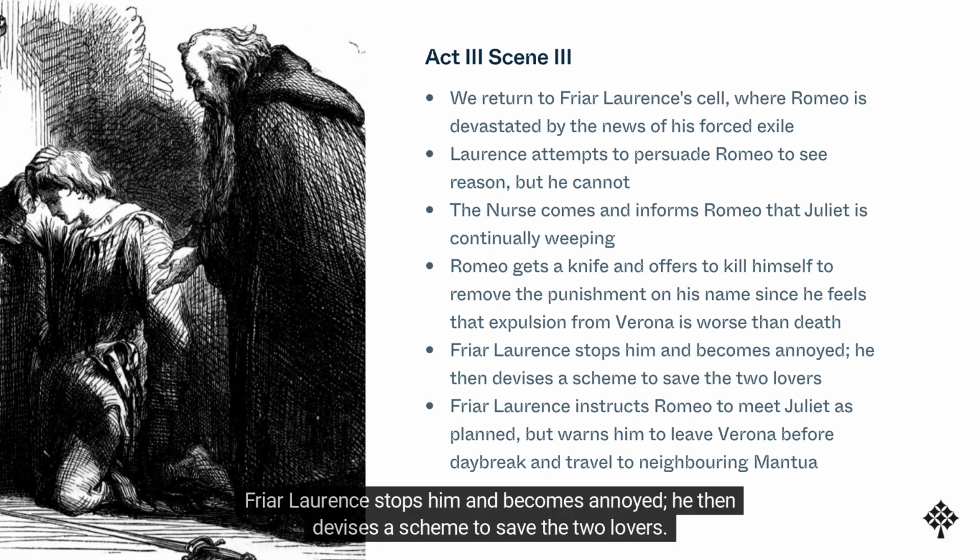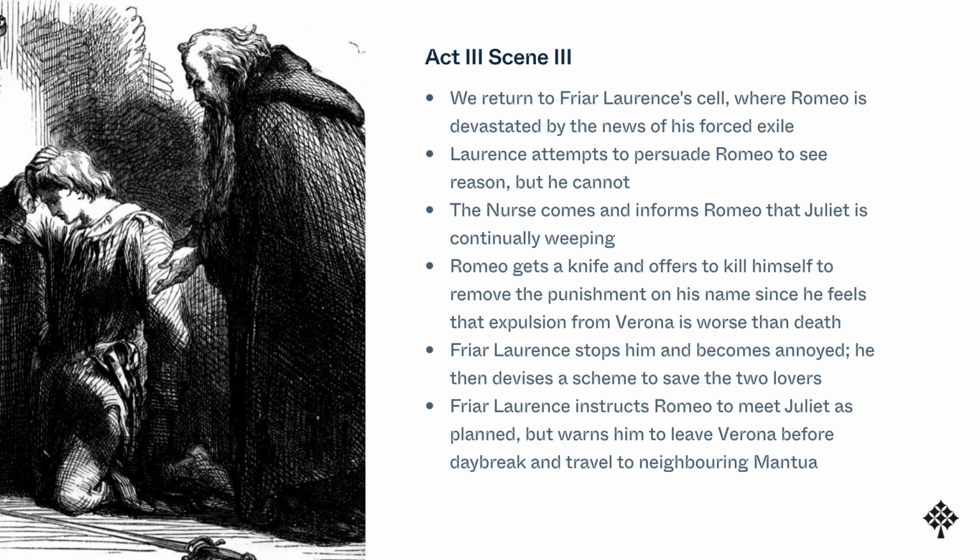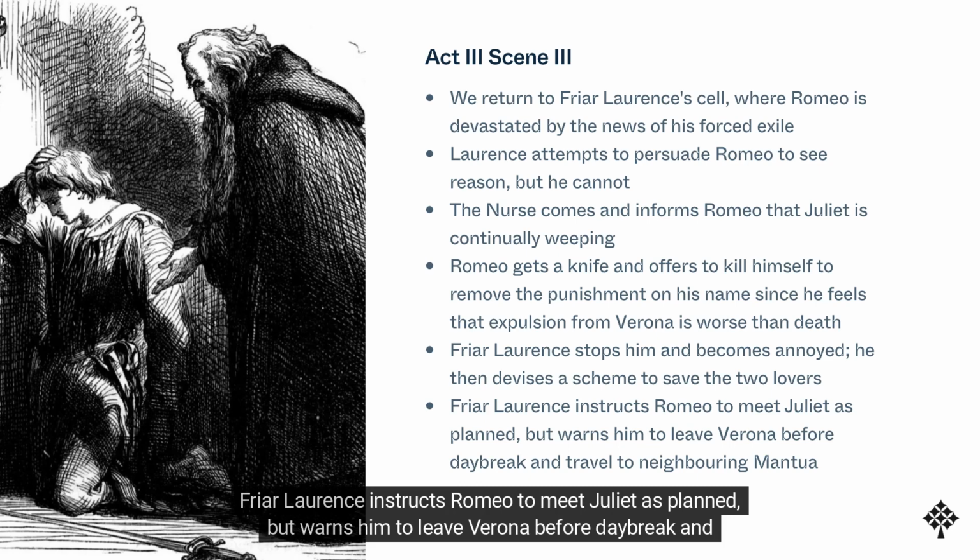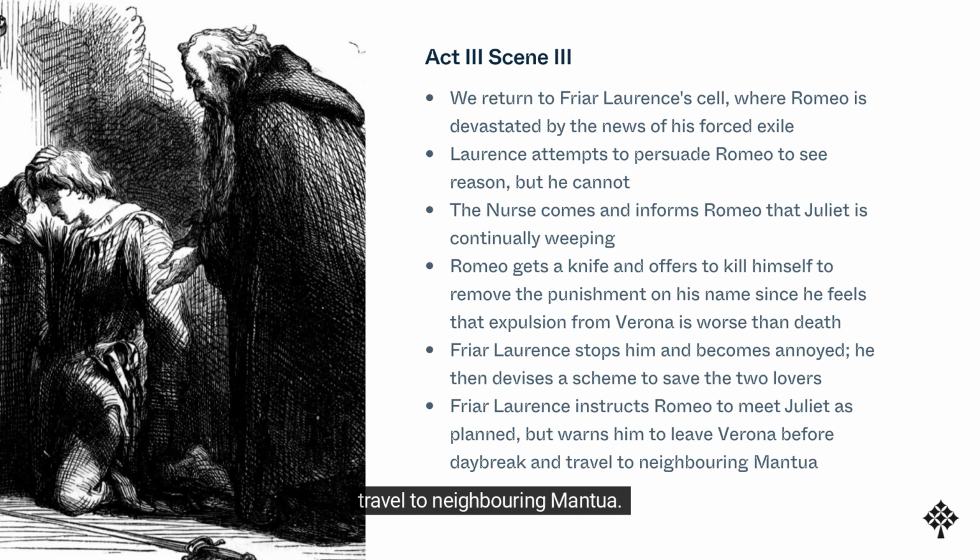Friar Lawrence stops him and becomes annoyed. He then devises a scheme to save the two lovers. Friar Lawrence instructs Romeo to meet Juliet as planned, but warns him to leave Verona before daybreak and travel to neighboring Mantua.